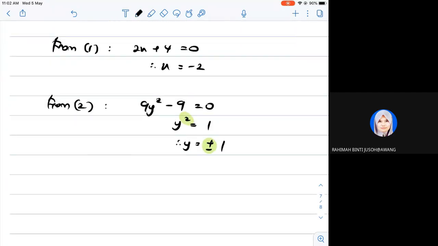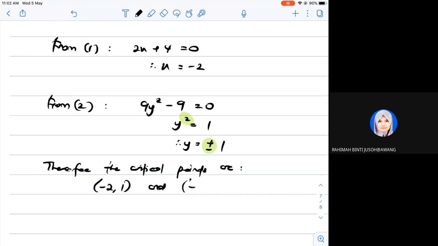Okay, now, therefore, the critical points are, okay, kita ada dua ni guys. Yang pertama, negative 2, positive 1. And yang kedua, negative 2, negative 1. Sebab y ni ada dua tadi kan. Y plus minus 1. So we have two critical points lah.